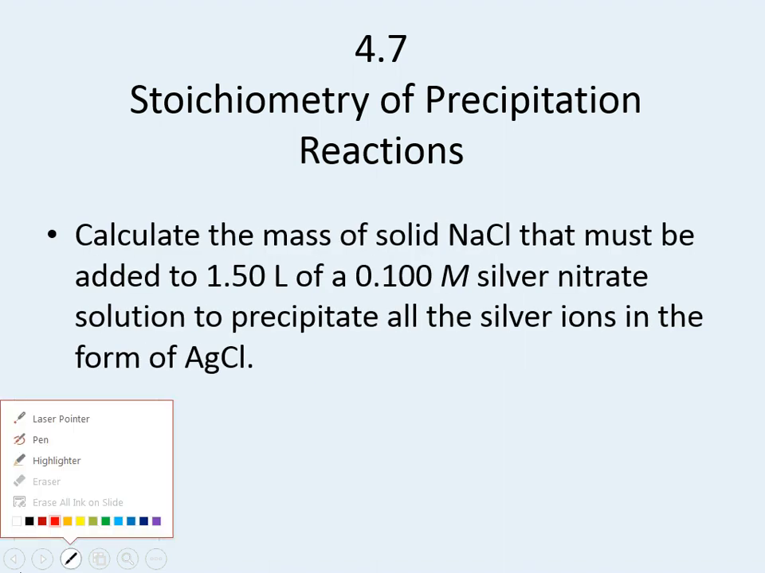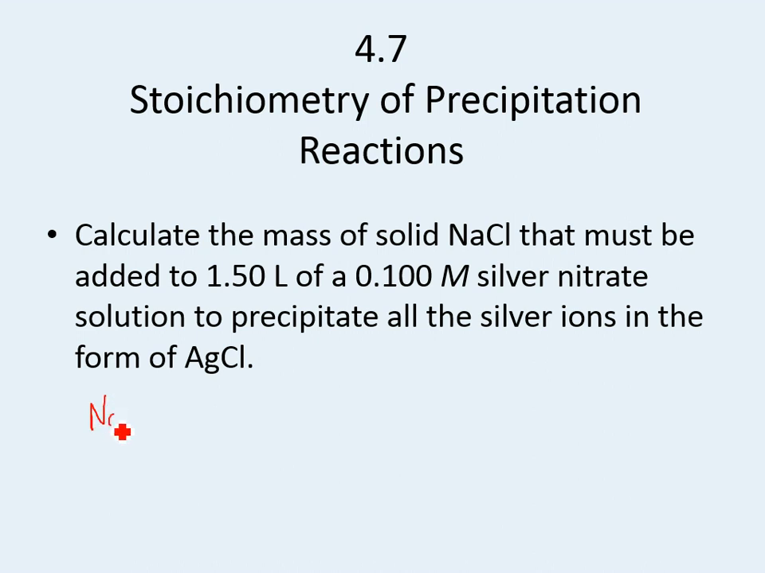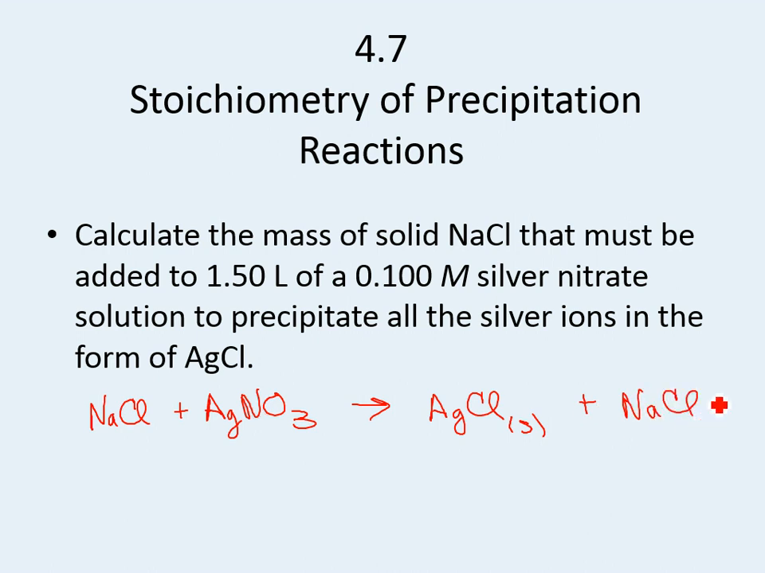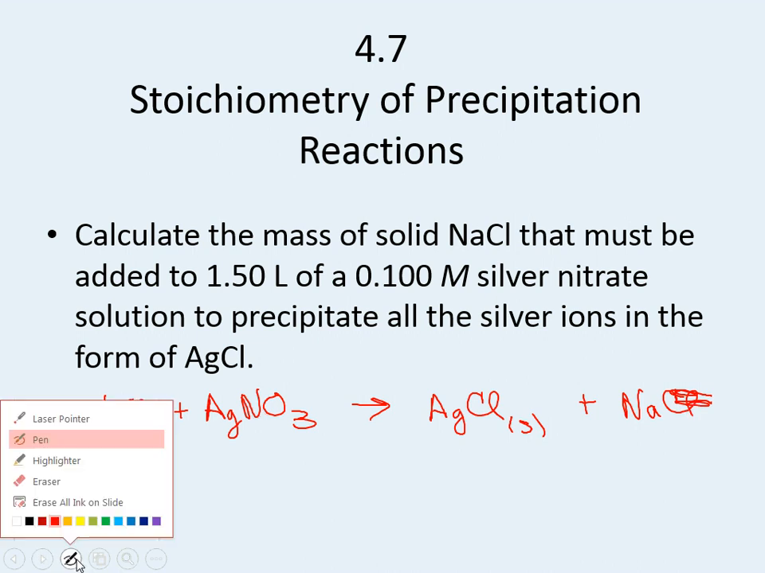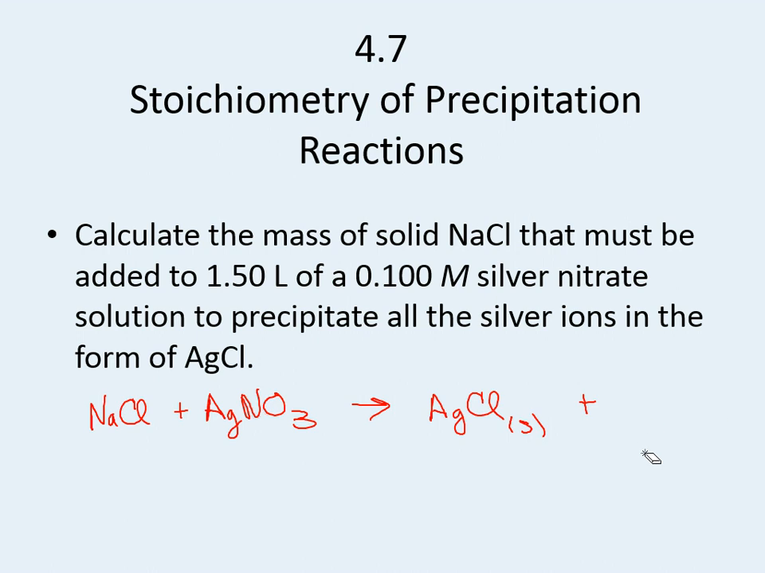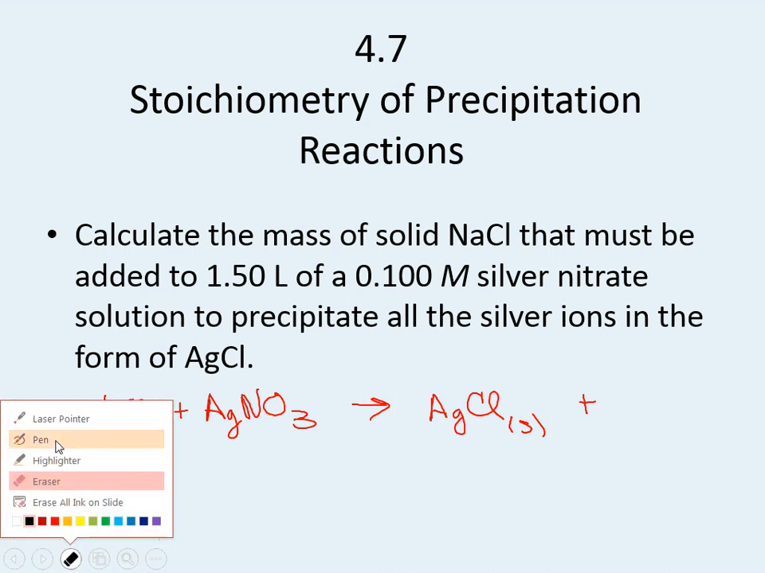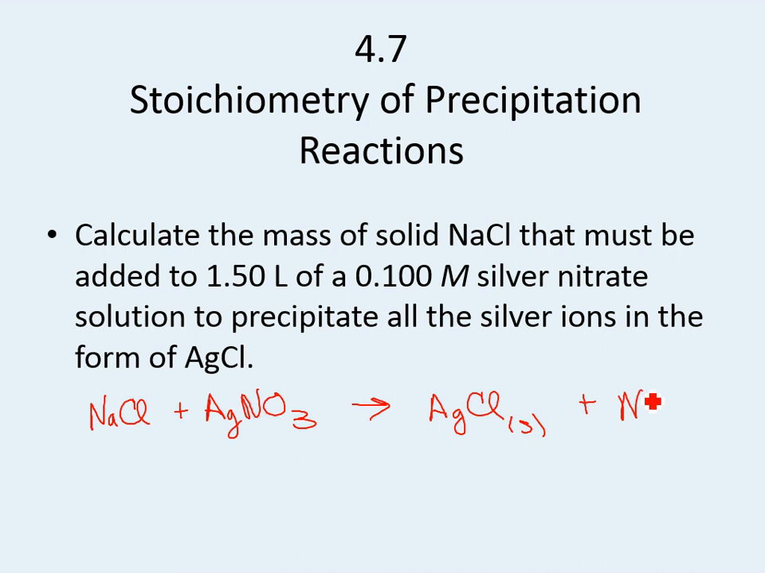Maybe that'll work. So we have NaCl plus silver nitrate, AgNO3. It reacts to give you AgCl, that's your solid, plus sodium nitrate, NaNO3. I'm a little frustrated because my things aren't working. That's okay, we'll make it work. Everything else will be aqueous. This starts out as a solid and then dissolves.